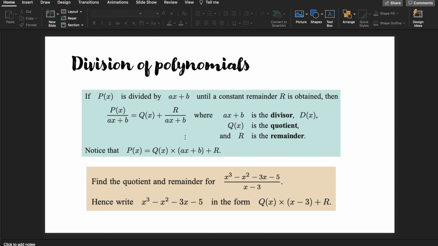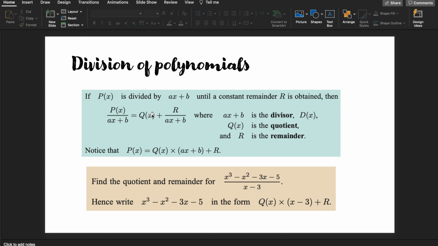So now we're going to look at the division of polynomials. If p of x is divided by ax plus b until a constant remainder r is obtained, then p of x divided by ax plus b equals q of x plus r divided by ax plus b. Here we call ax plus b the divisor, meaning it divides something. Then q of x is the quotient, meaning the result we'd get, and r is the remainder.